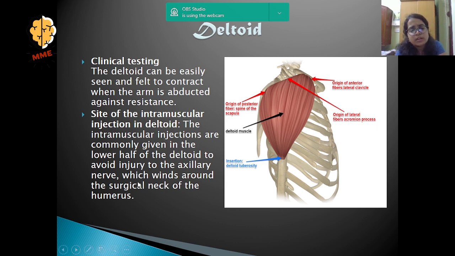So now we should be very careful while giving this intramuscular injection in the deltoid, because it is usually given in the lower half of the deltoid, to avoid injury to the axillary nerve. The axillary nerve basically lies under the cover of the deltoid in the upper portion. As we know, the axillary nerve winds around the surgical neck of the upper end of the humerus, and the upper end of the humerus lies under the cover of the deltoid muscle.